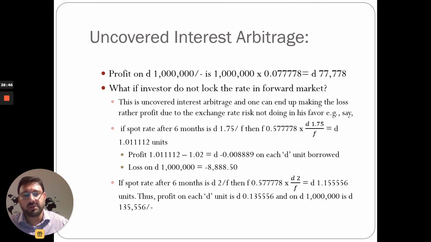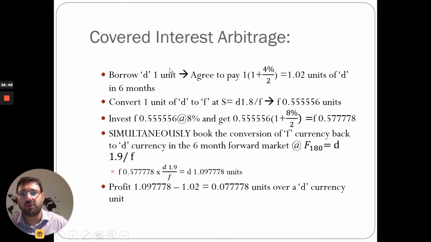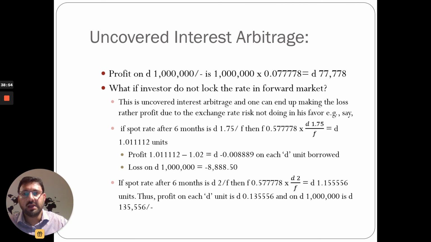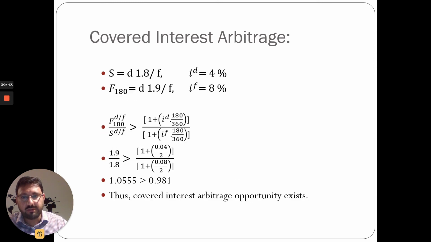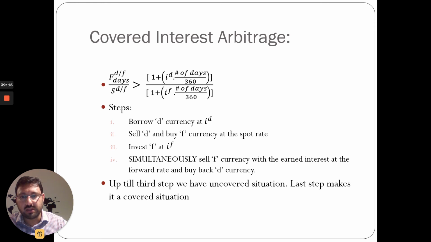So let's suppose you started here, borrowing 1 million D currency units. You ended up getting a profit of 77,778 after paying the principal and the interest back. So what if the investor does not lock the rate in the forward market? In that case, you have not done this 4th step. You did not lock your position at the forward rate.